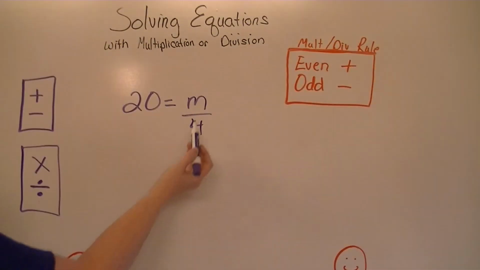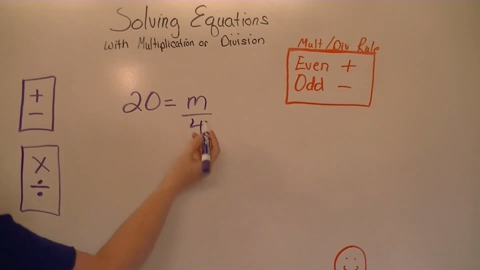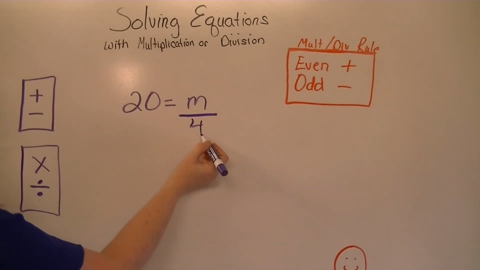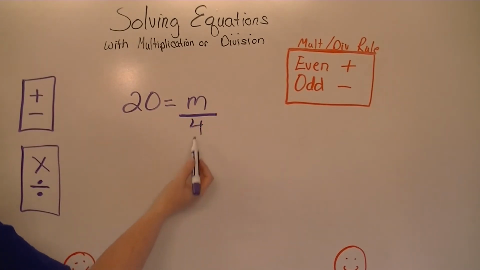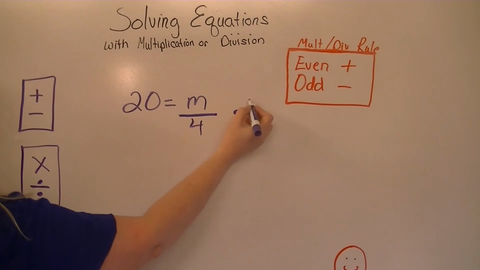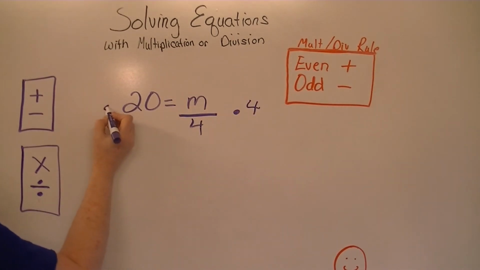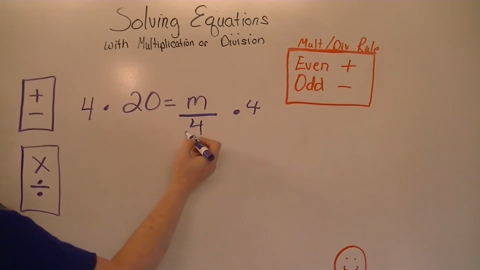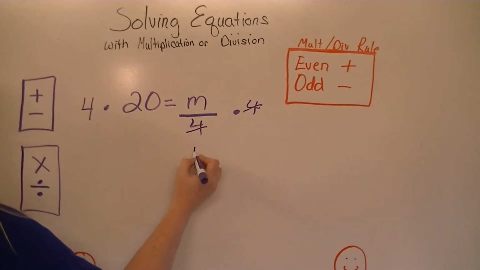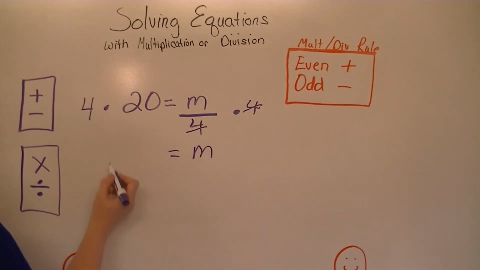Let's take a look at another problem. Alright, this time our variable is on the right side. What's attached to it? A 4. It's attached through division, so we need to do the opposite to get rid of it. These equal 1, so I drop down my m, and 4 times 20 is 80.